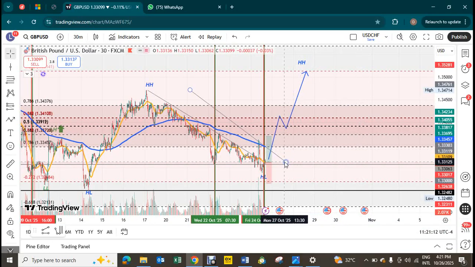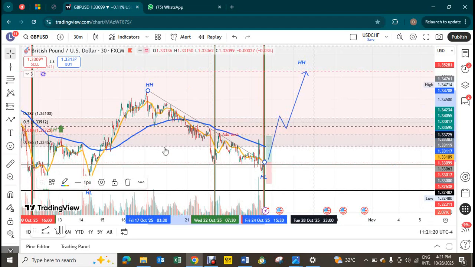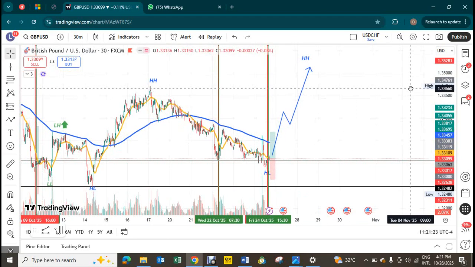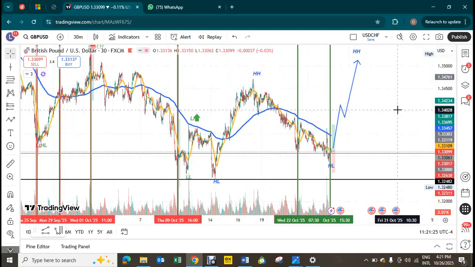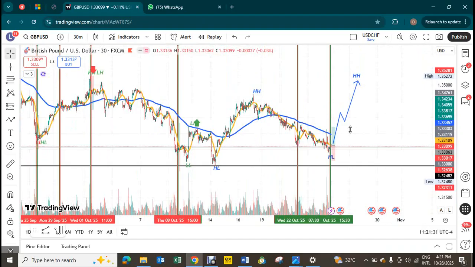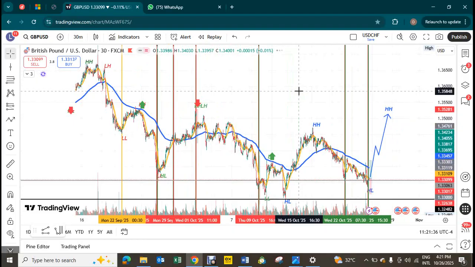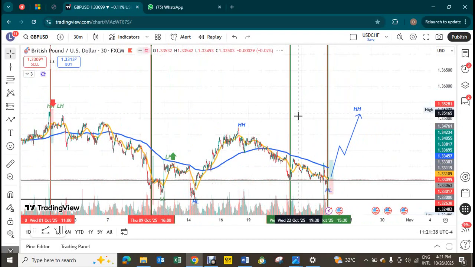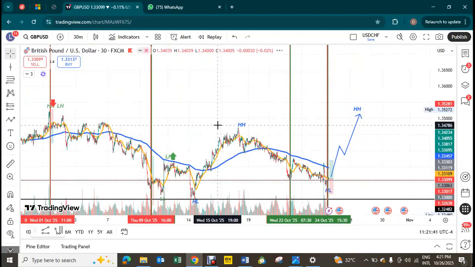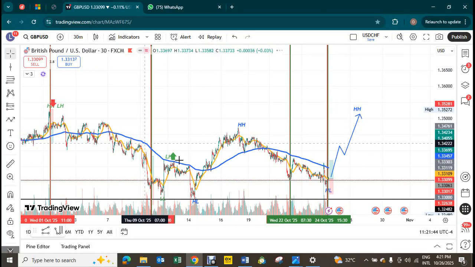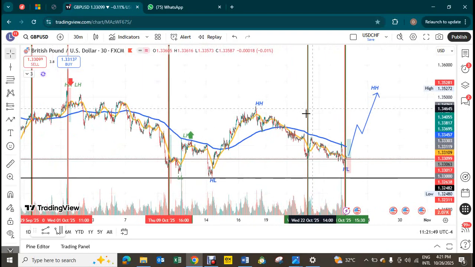Now I'm going to take out this Fibonacci retracement tool so we can understand something. Now guys, clearly we can see. Just a moment. Let's see. Okay, good.